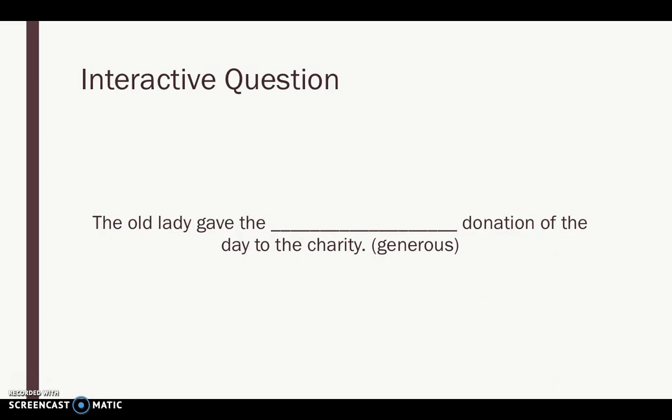What about this one? The old lady gave the blank donation of the day to the charity, and the word is generous. Generous has more than 2 syllables, but it does not end in y. So out of all the donations, she did the most generous donation of the day to charity.